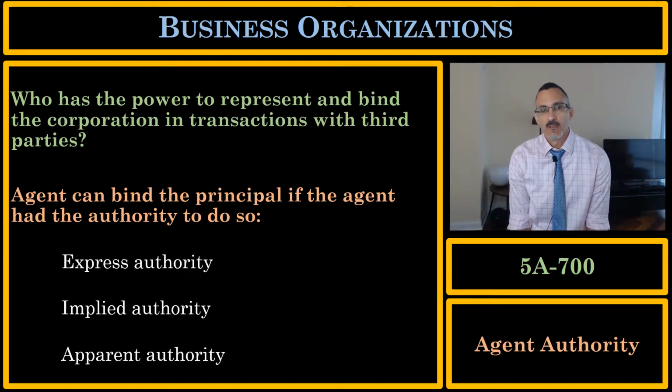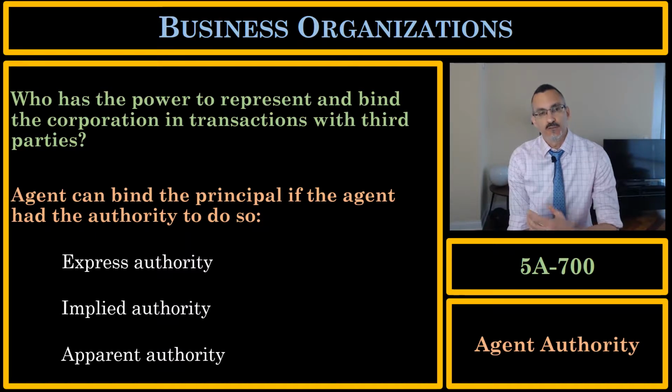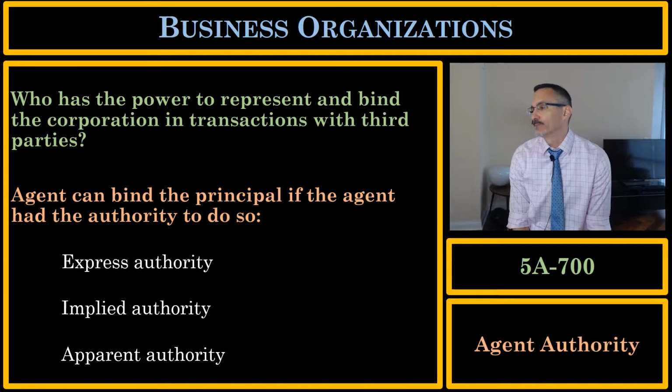So the answer is a person can bind the corporation if the person has agency authority, right? Generally, we would say an agent can bind the principal if the agent had authority to do so. So now the question is, what type of agency authority is there? How does this agent get authority? There are three basic types of agency authority. Number one, express authority. Two, implied authority. And three, apparent authority. Let's talk about these in turn.